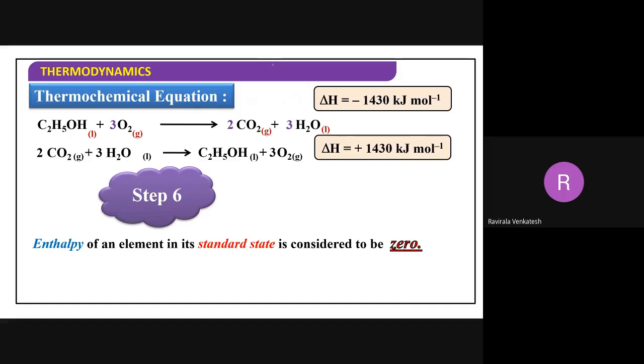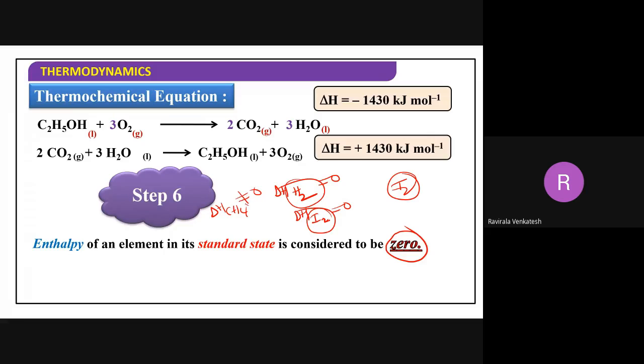Enthalpy of an element in its standard state is considered to be zero. This is also important for us. Standard state, enthalpy of element can be taken as zero. For example, what is the enthalpy of hydrogen if they ask? Zero only. Enthalpy of iodine, zero only, because iodine is in its elemental state, available as I2 only. Hydrogen is available as H2 only. But enthalpy of methane will not be zero.